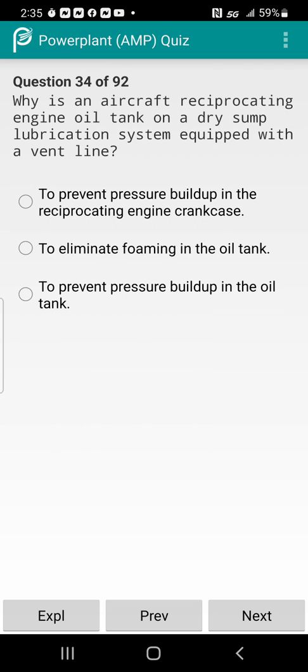Why is an aircraft reciprocating engine oil tank on a dry sump lubrication system equipped with a vent line? To prevent pressure build up in the oil tank.